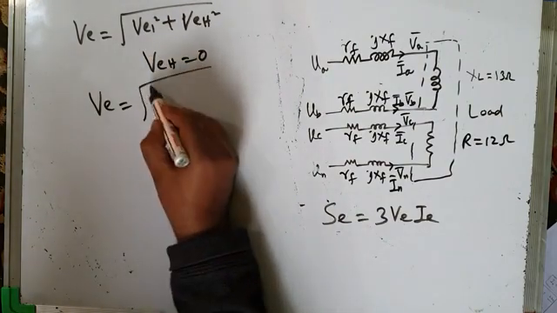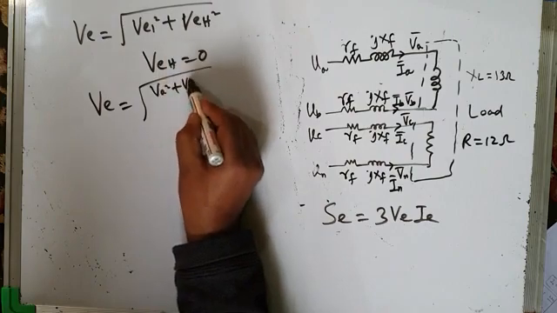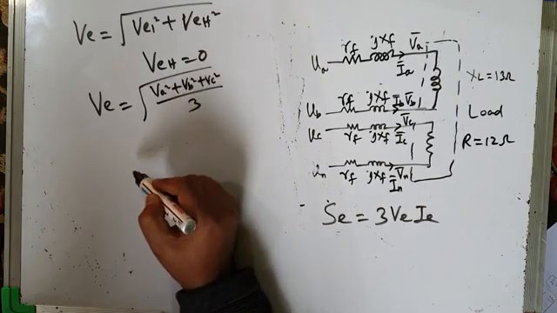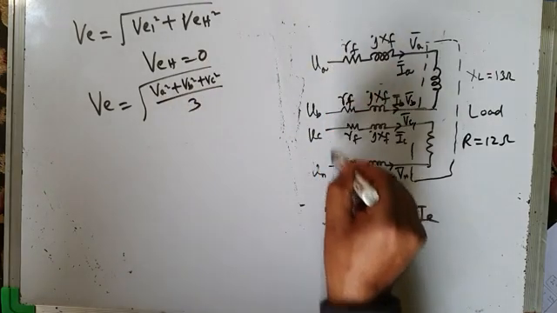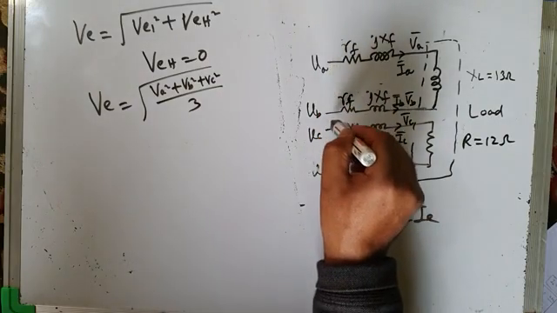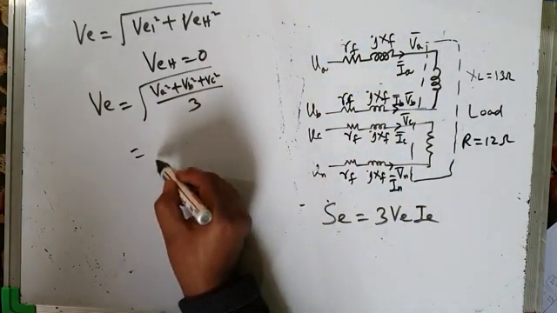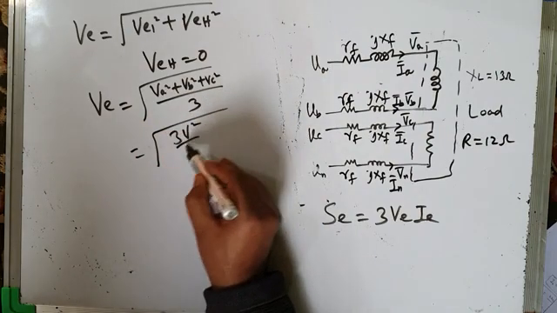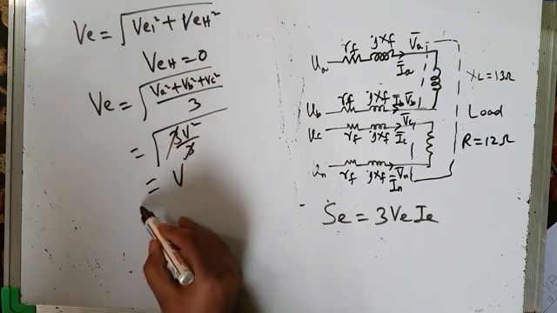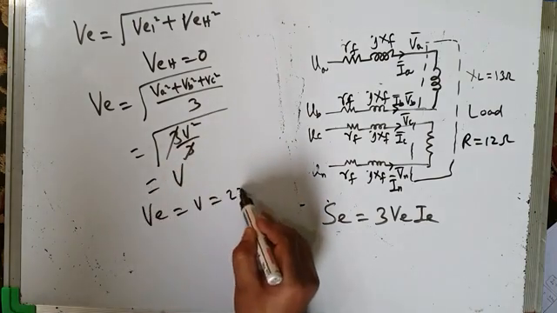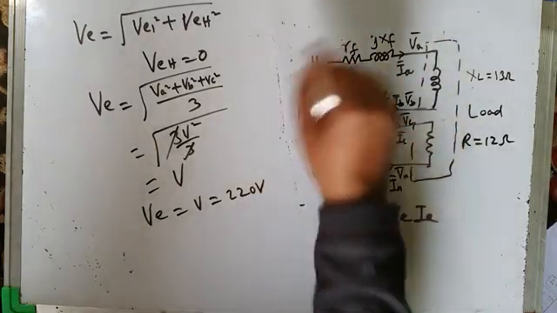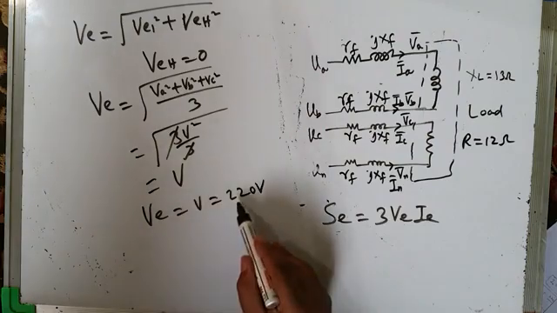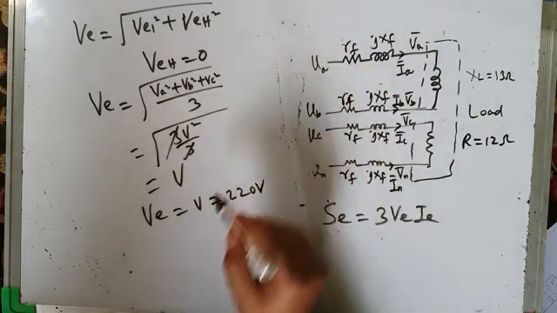And what is VE1 square? It is VA square plus VB square plus VC square, by 3. And all three voltages, VA, VB, VC, are 220 volts each. That means it is under root of 3V square by 3, where each voltage is V. The 3 and 3 cancel, so it is V. So VE is equal to V, that is 220 volts, because it is a balanced three-phase system. I mean, the source voltages are balanced, so effective voltage will be the same as the RMS value of phase voltage, that's 220 volts.